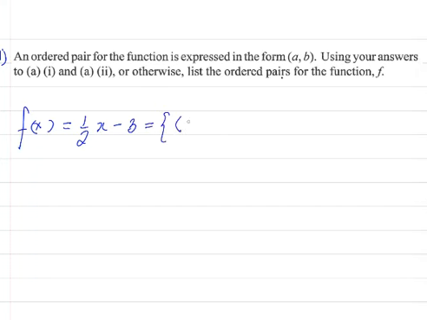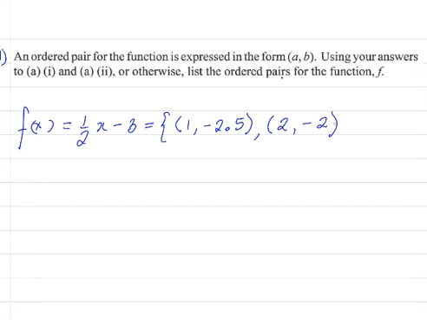The first one was (1, -2.5). f(1) was minus 2.5. In other words, when x is 1, f(x) is equal to minus 2.5. So that's one of the ordered pairs. The next one is (2, -2). Remember in the previous example, the value of x for which f(x) is equal to minus 2 is x equal to 2.